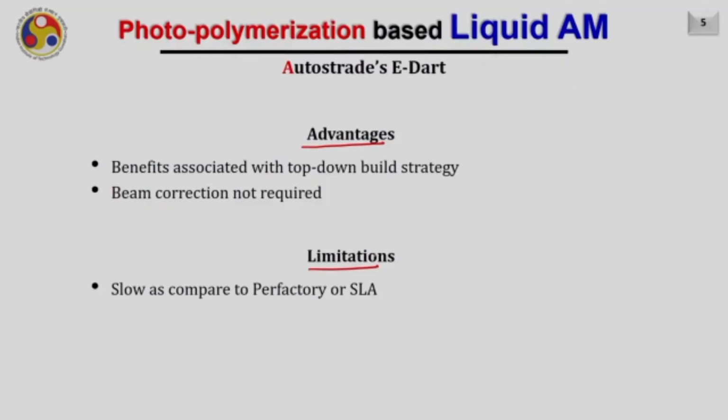So, like I have already mentioned, the foremost advantages of this process are the utilization of the bottom-up approach and no need for any additional optics corresponding to beam correction. However, as I mentioned, the disadvantage associated with this system is the slow speed as compared to the conventional 3D Systems SLA. So, the advantages and limitations of the process are highlighted here on this slide.